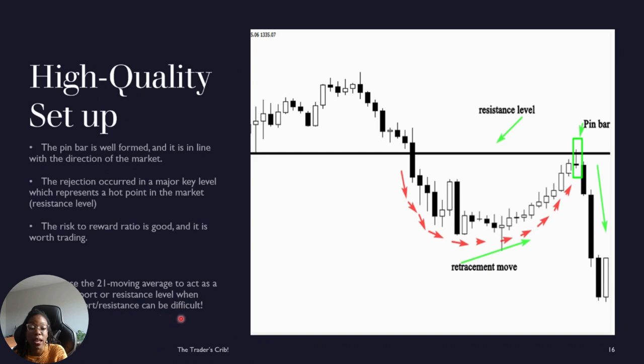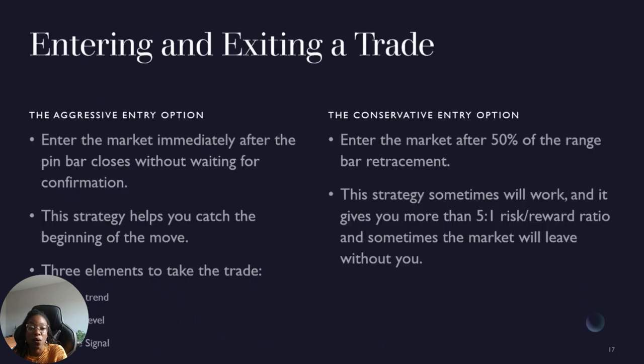A high quality setup trade is when the pin bar is well formed and it is in line with the direction of the market. The rejection occurred at a major key level, which represents the hot point in the market. The risk to reward is good and it's usually worth trading. Another criterion for a high quality setup: you can use the 21-day moving average to act as a dynamic support or resistance level when drawing support and resistance can be difficult. This is one thing that you can use. I don't always use moving averages. I really base a lot of my trades off of fair value gaps and order blocks. So if the pin also aligns with that, that can be a high quality setup as well.